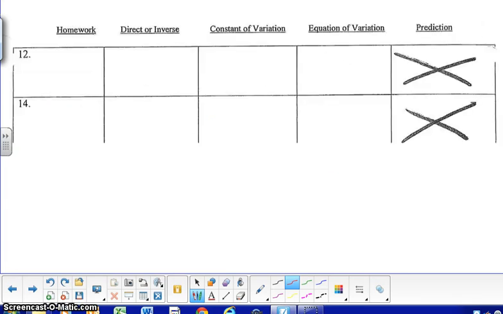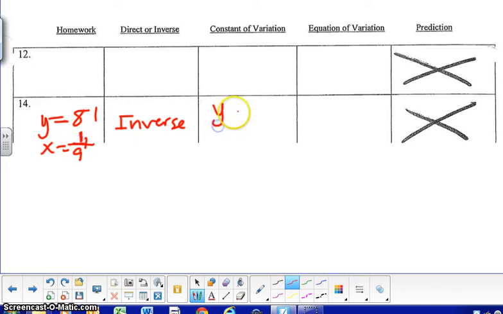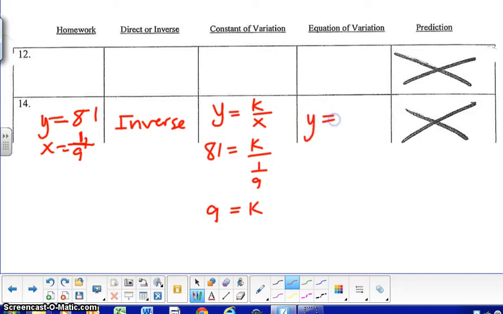Okay, now for the more inverse. I want to do number 14 together. You are given y equals 81 and x equals 1/9. The constant of variation, that is a 1/9 by the way, the constant of variation is the inverse formula. When you plug it in, 81 would equal k over 1/9. When you multiply both sides by 1/9, you end up getting 9. So your equation of variation would be y equals 9 over x.